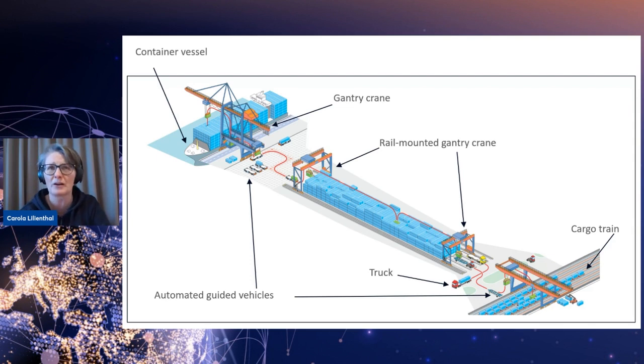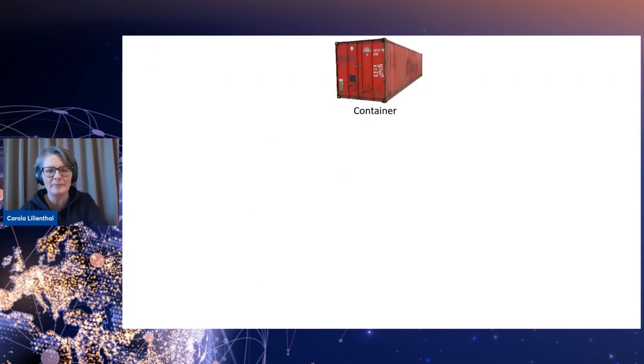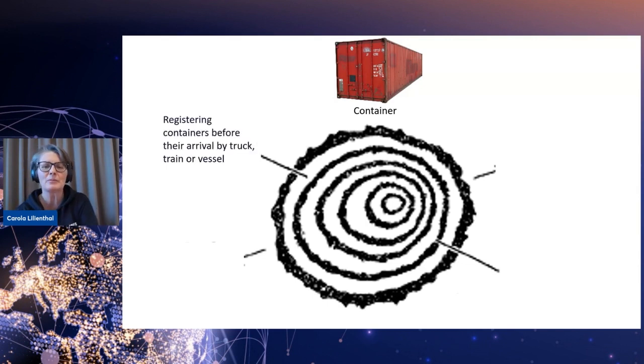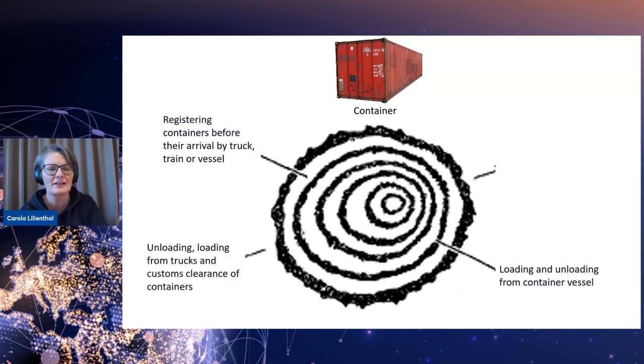What is the problem of this domain? Well, the problem of this domain is that the most important thing is the container. And of course, in the old legacy system, there is a container class, and you can do a lot with this container class. You can register containers before they arrive by truck, train, or vessel. Loading and unloading from the container vessel is also stored and organized with the container class.